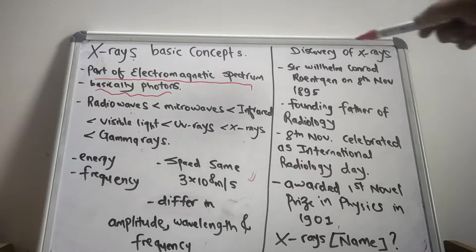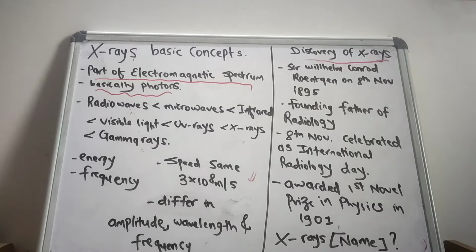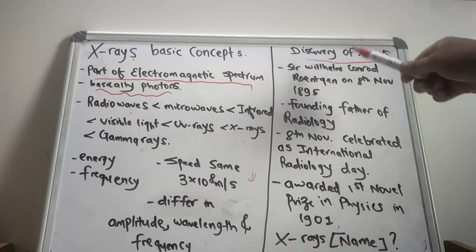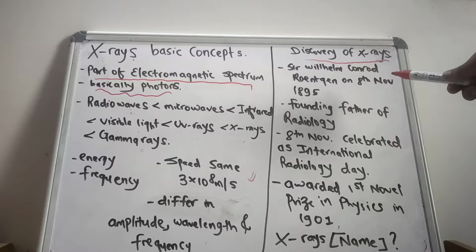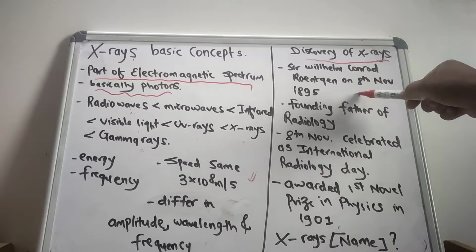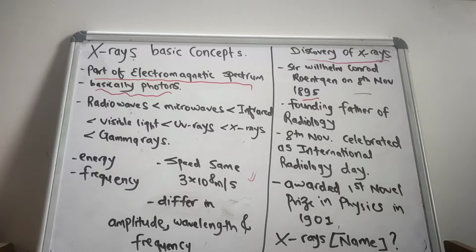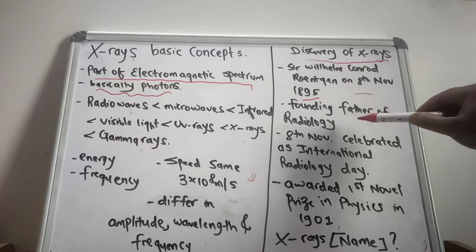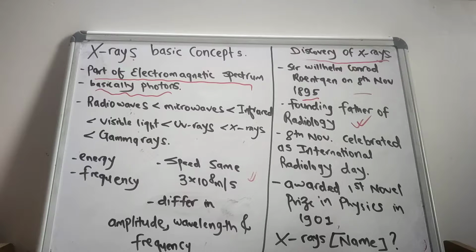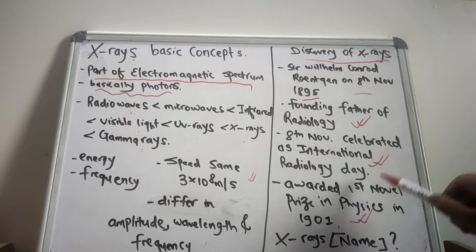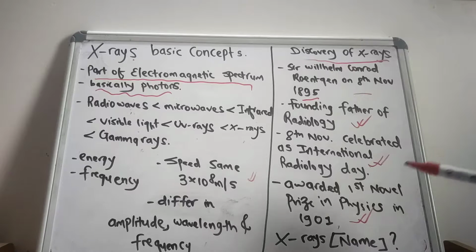So how were the X-rays discovered? The X-rays were discovered by Sir Wilhelm Conrad Roentgen on 8 November 1895. He was the founding father of radiology, and 8th November is celebrated as International Radiology Day. He was also awarded the first Nobel Prize in Physics in 1901. How he discovered the X-rays and how the name X-ray was given, I'll tell you as a small story in detail.